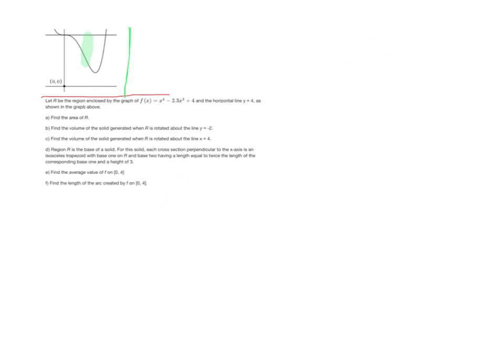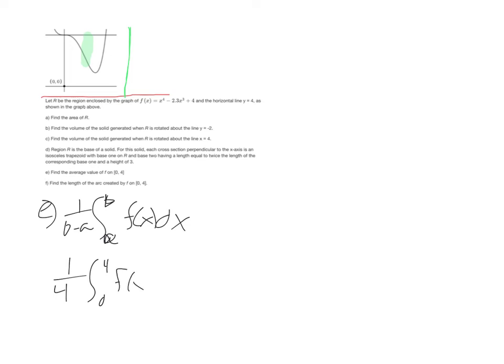Part E wants the average value. We have a formula for that. 1 over b minus a, the integral from a to b. Sorry, I'm getting ahead of myself there. The integral from a to b of the function. In this case, a and b are 0 and 4. So 1/4 the integral from 0 to 4 of f of x dx. On your calculator, you should get 18.4.